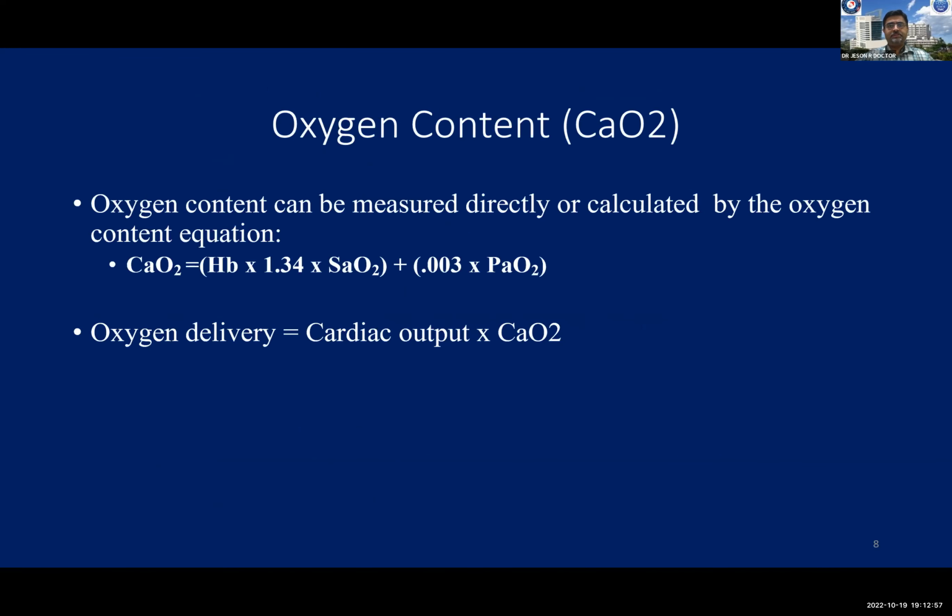Coming to the next, what is the oxygen content? The CaO2 is given, as you all know, by an equation: 1.34 into hemoglobin multiplied by the saturation, plus 0.003 into the PaO2. This content multiplied by the cardiac output gives you the oxygen delivery. So this was all about the oxygenation that you can decipher from the arterial blood gas: the PaO2 affected by the age and the FiO2, the PF ratio, the alveolo-arterial gradient, and the oxygen content.